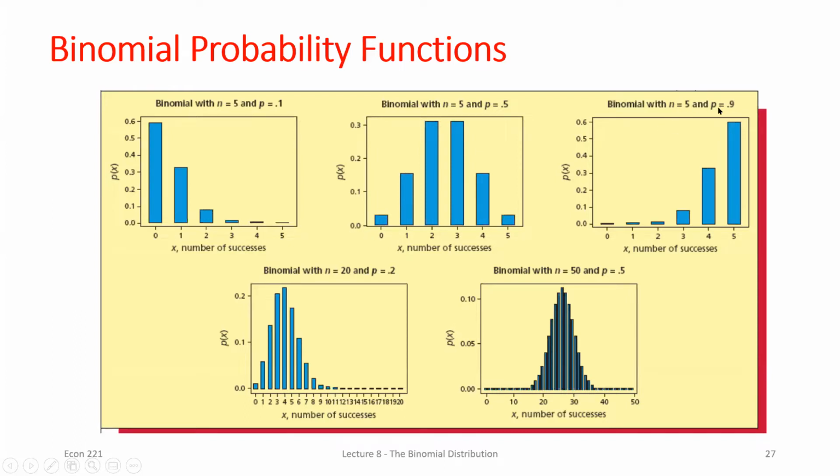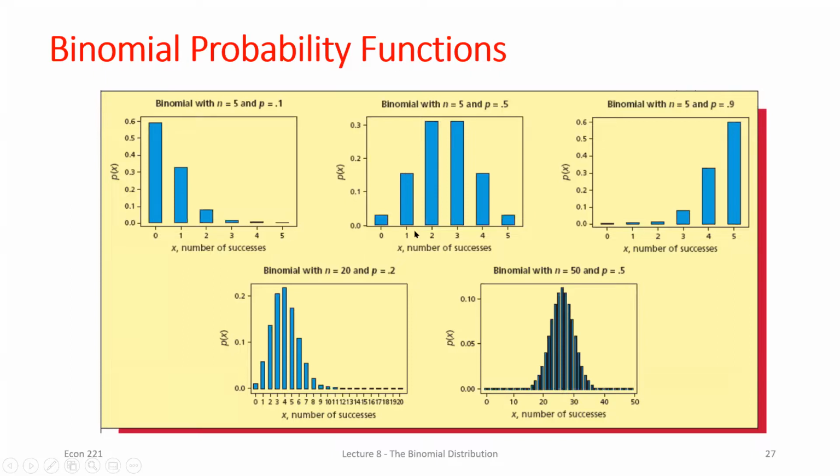What if the probability of success is 0.9? 5 times 0.9 gives me the mean of 4.5, so 4 and 5 are my most likely outcomes. And as I move away from that 4.5 mean, the probability of those numbers of successes further from there start to drop pretty quickly.